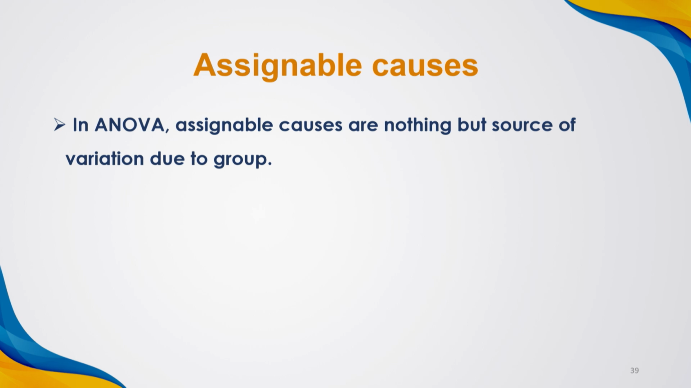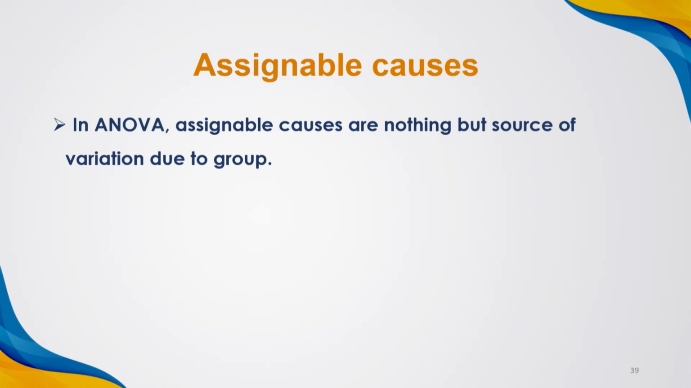So, in the perspective of one-way ANOVA, assignable causes are nothing but the source of variation due to group. In the previous part, we learned about between group variations. That between group variation is what we are referring to here as assignable causes. The variation that has happened due to the between group differences is called assignable causes.